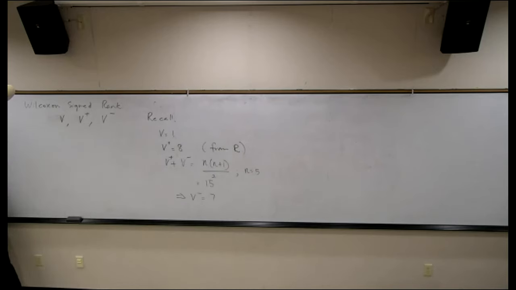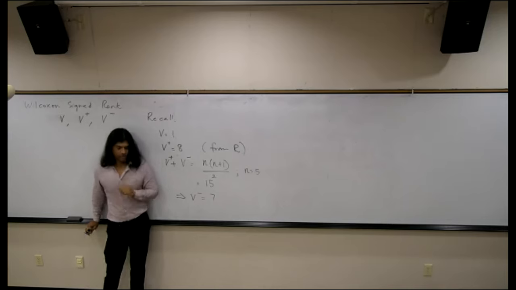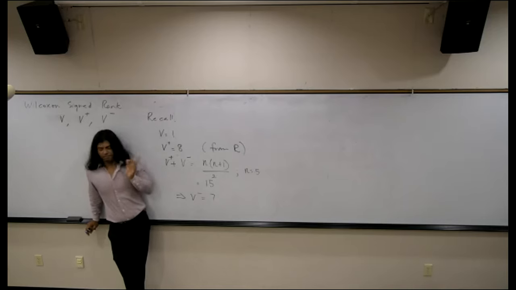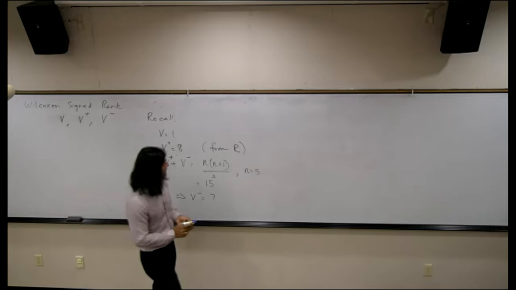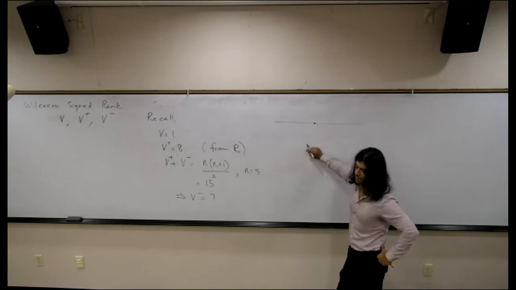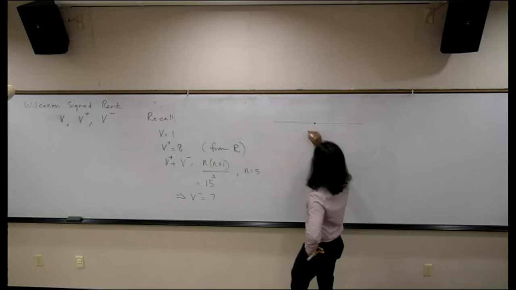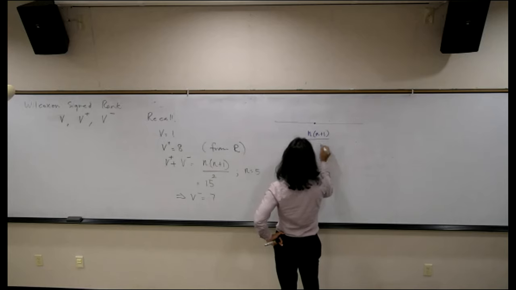One might ask, why do we need V plus, V minus? You can make inferences simply using V plus and V minus. V plus simply gives you the sum of the positive signs. We know the center. The expected value under the null is at what value? N times n plus 1 divided by 4.